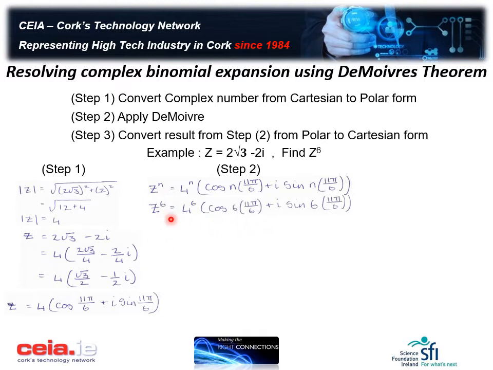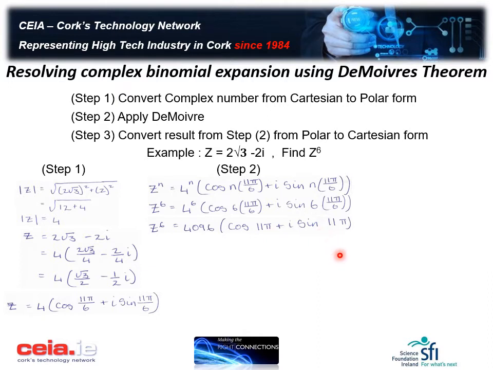So z to the power of 6 is 4 to the power of 6 cosine 6 times 11 pi over 6 plus i sine 6 times 11 pi over 6, and just multiplying some stuff out. Well, 4 to the power of 6 is 4096, and then inside the brackets cosine 11 pi plus i sine 11 pi.